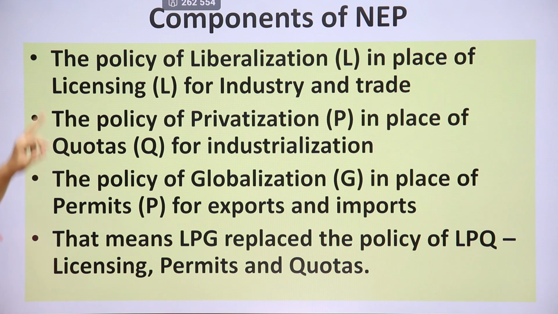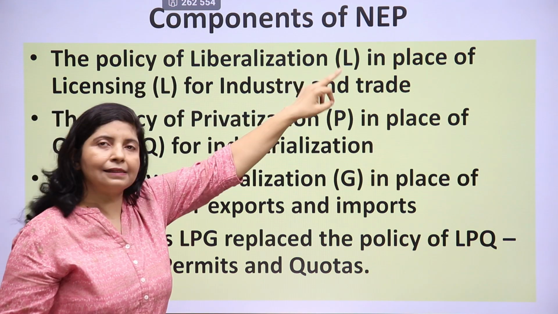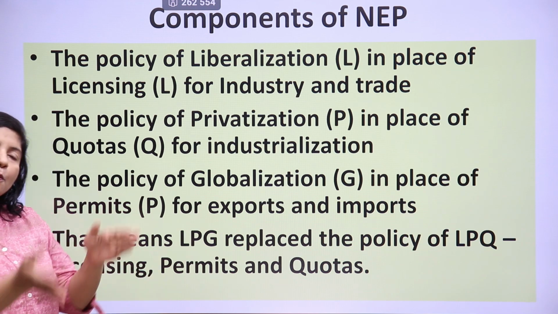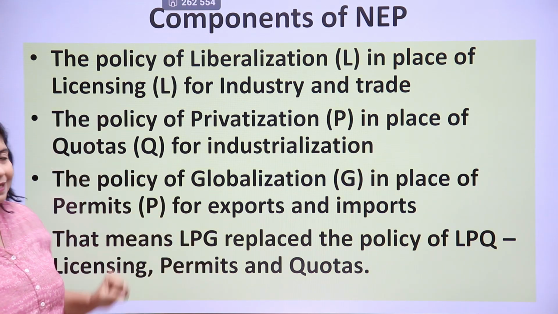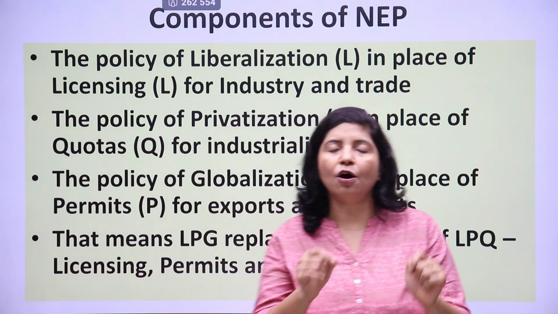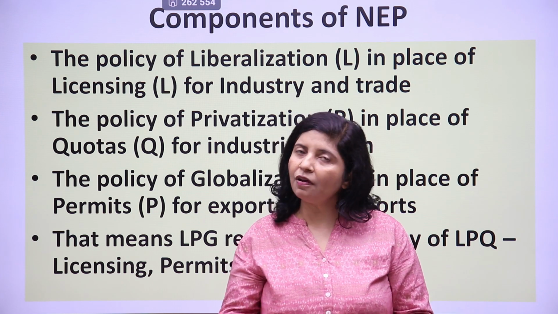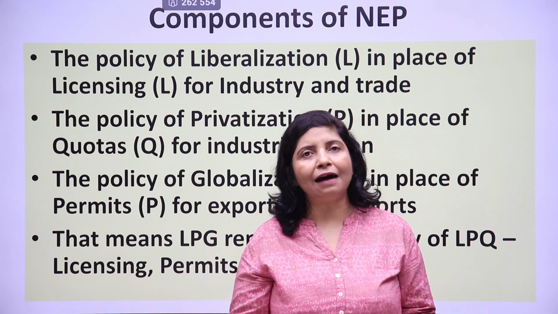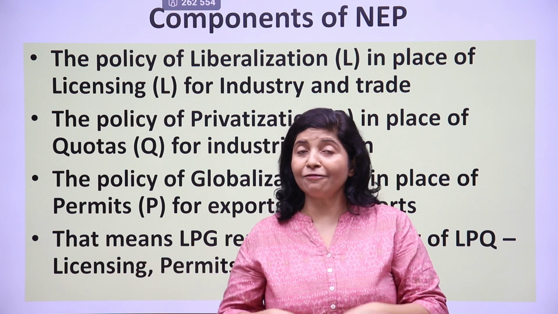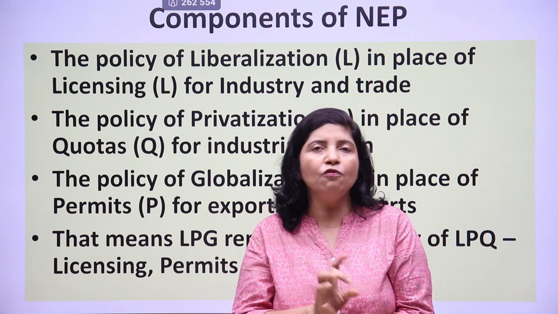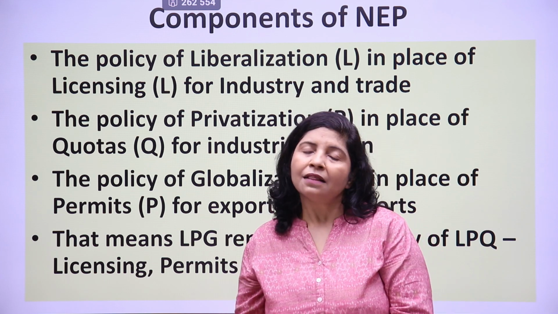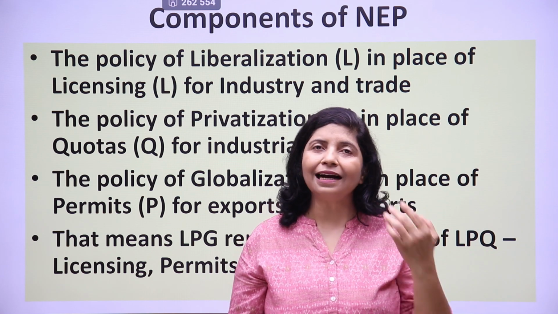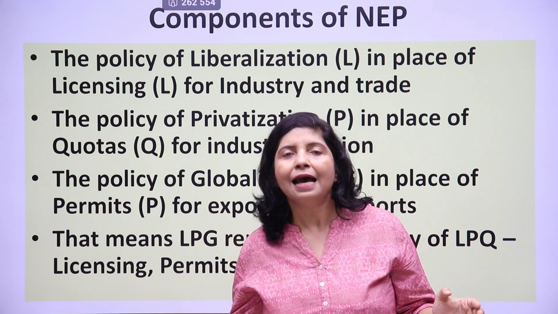Components of the new economic policy. The policy of liberalization, L. It is abbreviated from L in place of licensing for industry and trade. Before adoption of the new economic policy, India followed licensing. That means if you want to start any organization, as a private individual, you will have to obtain a license from government officials. Take for example, you want to start a bakery, then you will have to ask for a license from government officials. But if they deny, if they say no, we are not giving you a license, then you won't be able to start your bakery. This exactly happened for many private sector individuals in India, who did not get a license for starting their enterprises, and India could not grow.